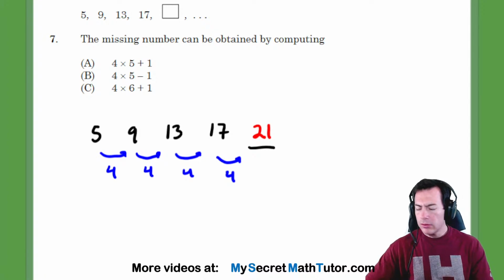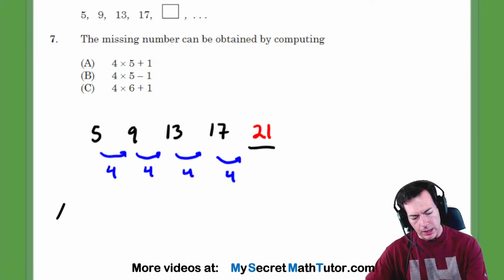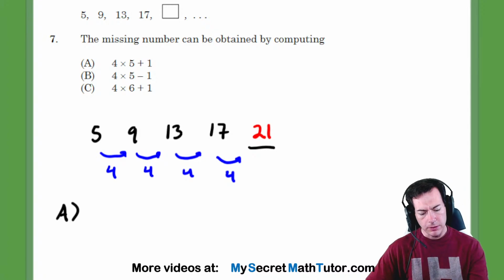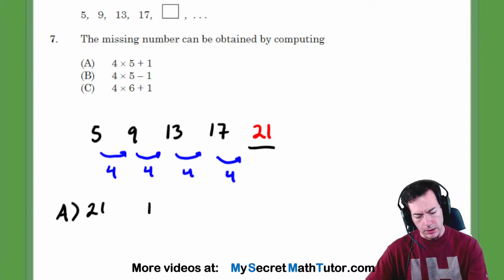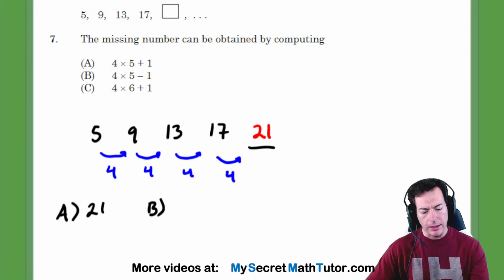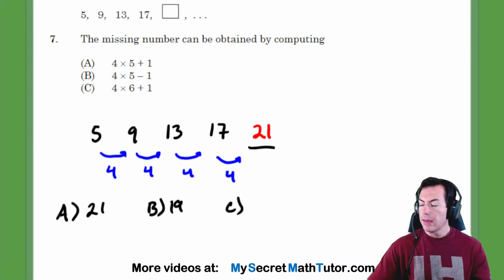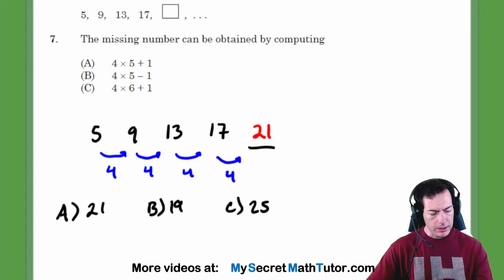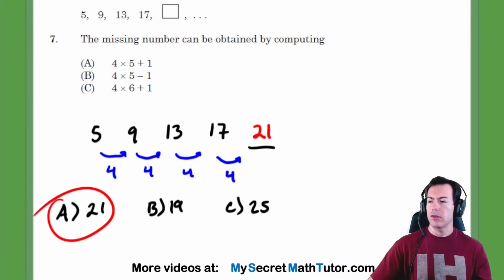But let's take a look at each of these one at a time. So we have option A. 4 times 5 is 20 plus 1 is 21. So yeah, that sounds good. Option B: 4 times 5 is 20 minus 1. That'd be 19. So nope, don't want to use that one. Then option C would be 4 times 6. That's 24 plus 1, 25. So not that one. We would select option A. So that's the only one that evaluates to 21.